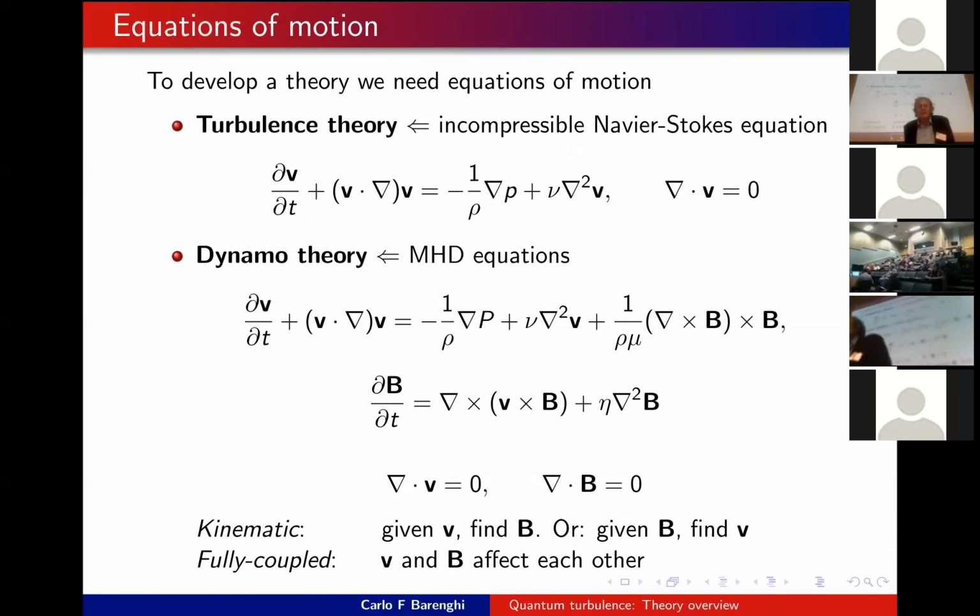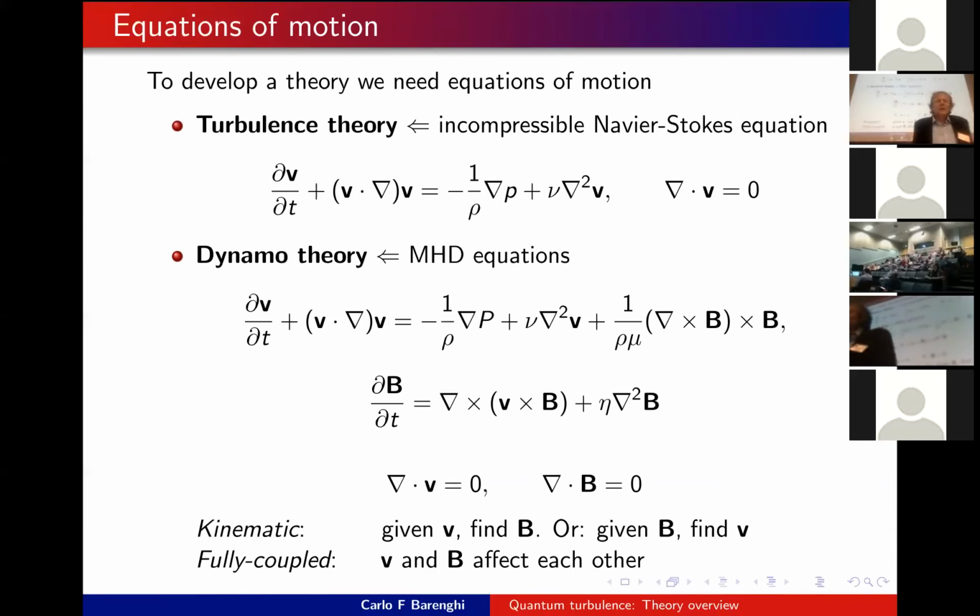Now, if we want to make some theory of this quantum turbulence, we need equations of motion to start with. So I want to use two examples. Suppose you're interested in turbulence theory, then how do you start? Well, you start from some equations of motion. Provided your Mach number is not large, you can use the incompressible Navier-Stokes equation, which you see written here for the velocity field, and you move on rather solid ground. You can predict all sorts of things and develop your theory of turbulence.